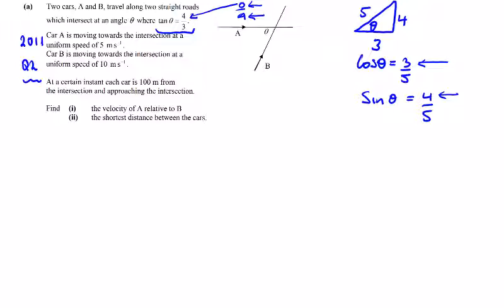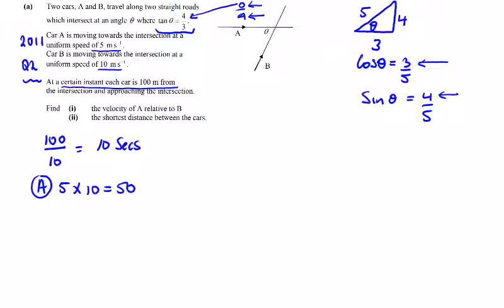Car A is moving towards the intersection at a uniform speed of 5. B is going at a uniform speed of 10. And they always tell us this: at a certain instant, each car is a certain distance, in this case 100 meters from the intersection. B is going faster, so 100 divided by 10 is going to give me 10 seconds for B to get there. And we ask ourselves, what has A done in that 10 seconds? It's gone 5 meters per second. 5 by 10 is 50 meters. So they're now 50 meters apart.